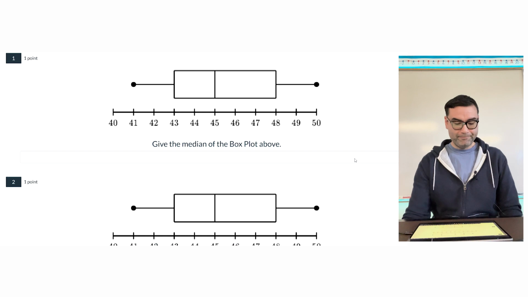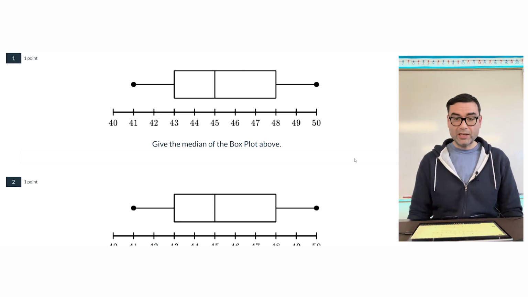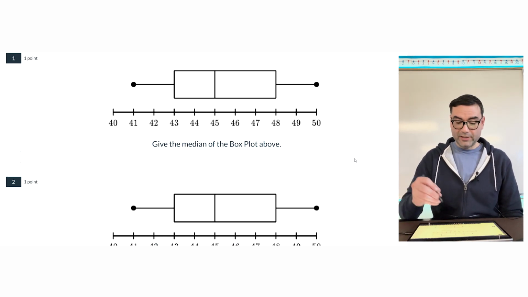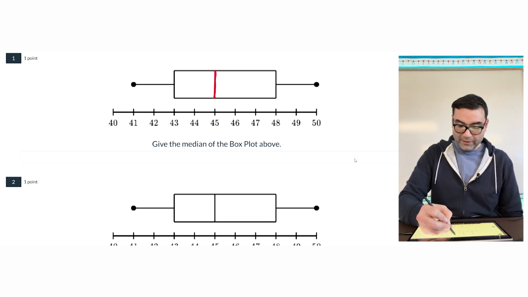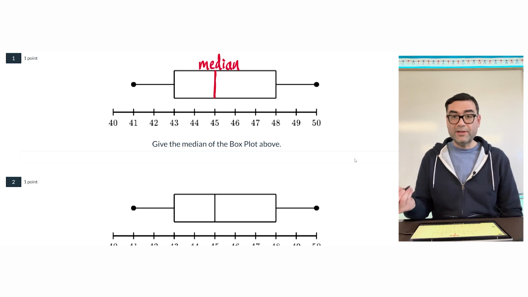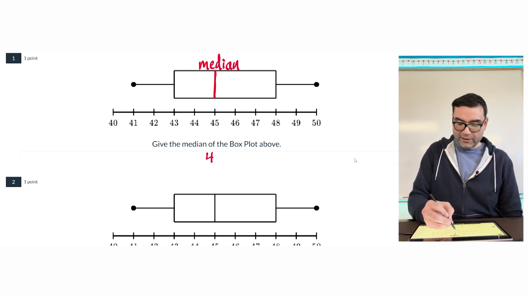Let's get into number 1. Give the median of the box plot above. So the median is that vertical line that goes through the box part of our data representation. That is your median. The median of this box plot is 45.